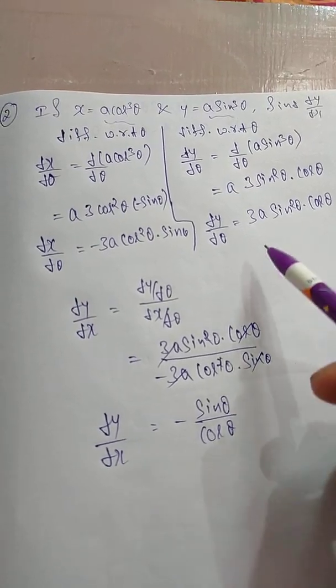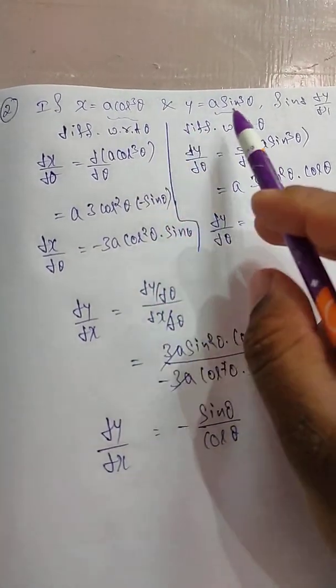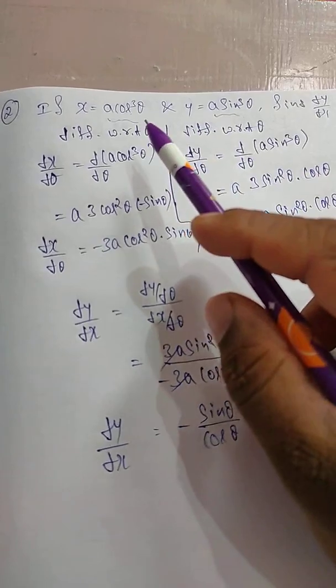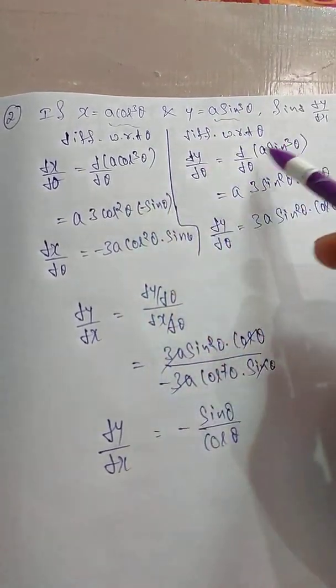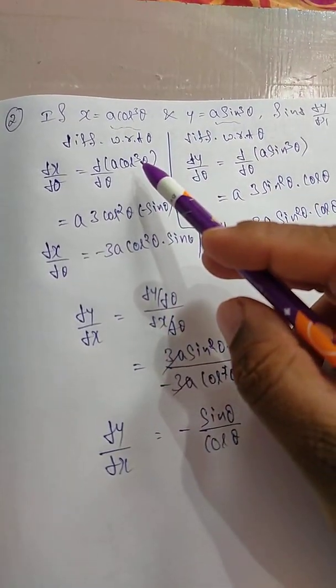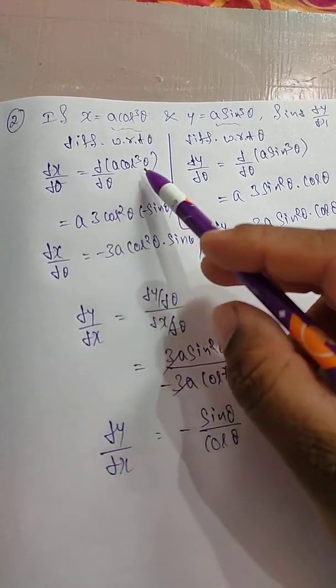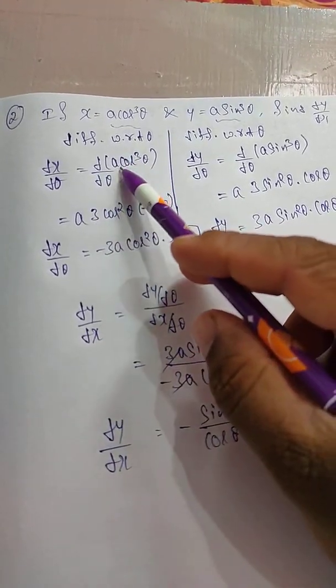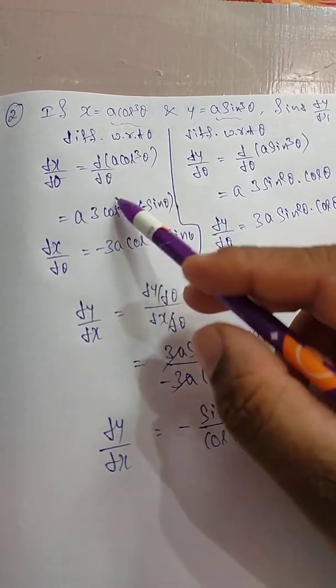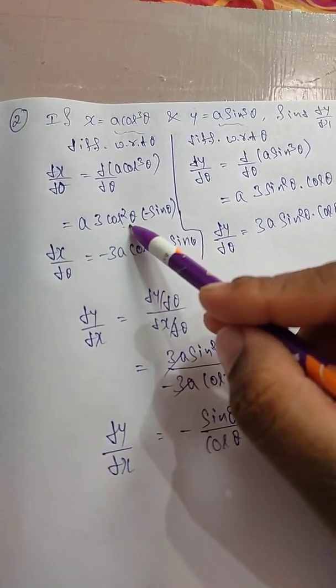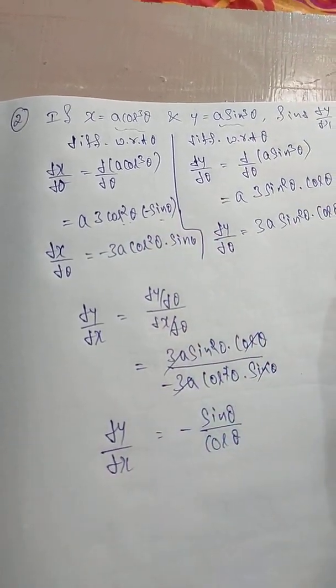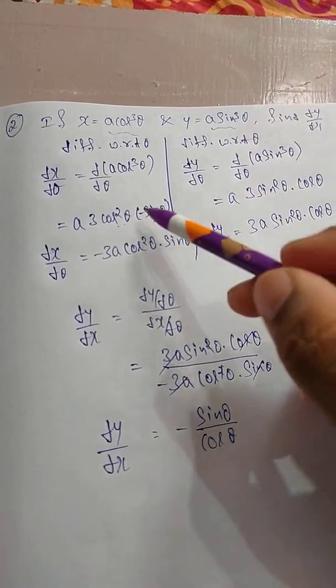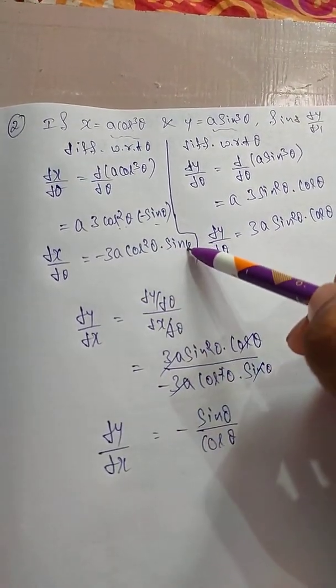Once again I am repeating, just listen here. See, the given problem is a parametric differentiation. Since it is given in parametric form, you want to differentiate the functions separately. So here the differentiation of a cos cube theta means 3a. Here a is a constant. First you want to differentiate the power, so 3 cos square theta. Again the differentiation of cos theta is minus sin theta. Chain rule differentiation. Now I am rewriting this one, minus 3a cos square theta into sin theta.